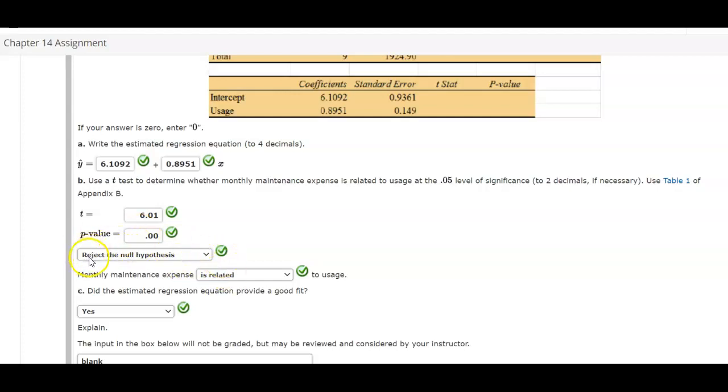This enables us to reject the null hypothesis and conclude that the monthly maintenance expense is related to usage because our slope is not equal to 0 based on this test. And we can conclude that the regression equation provides a good fit. Now, obviously, we'd look at some other indicators as well of fit, such as the R-squared value. They didn't ask for this, so didn't give us that information in this problem.